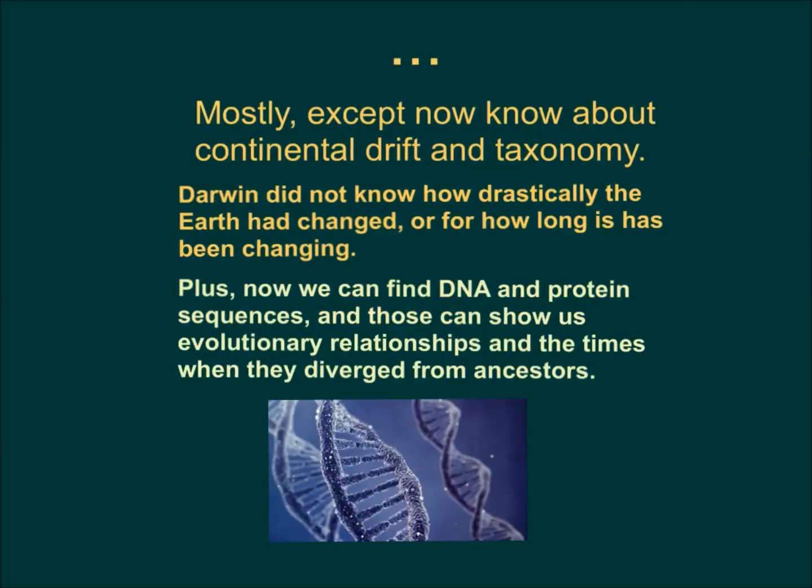Well, mostly, except now we know about continental drift and taxonomy. Darwin did not know how drastically the Earth had changed, or for how long it has been changing. Plus, now we can find DNA and protein sequences, and those can show us evolutionary relationships in the times when they diverged from ancestors.